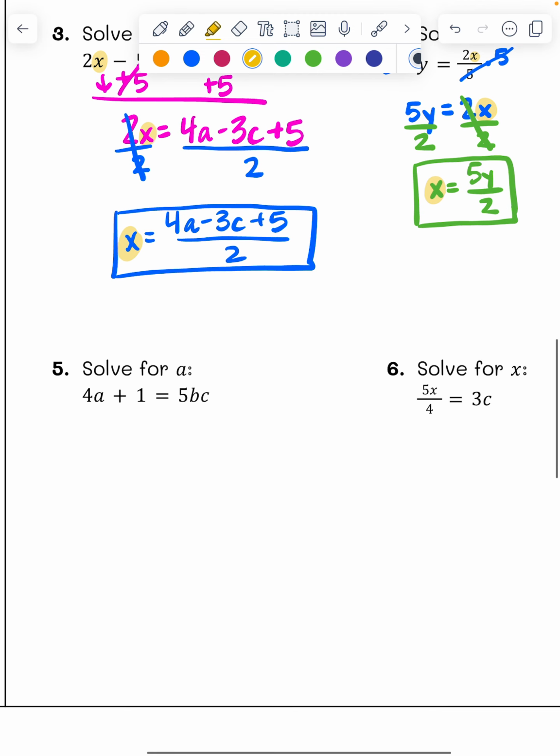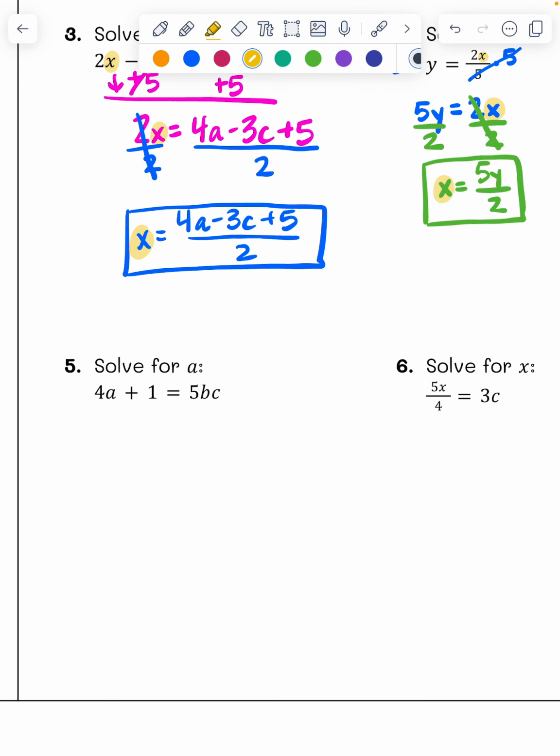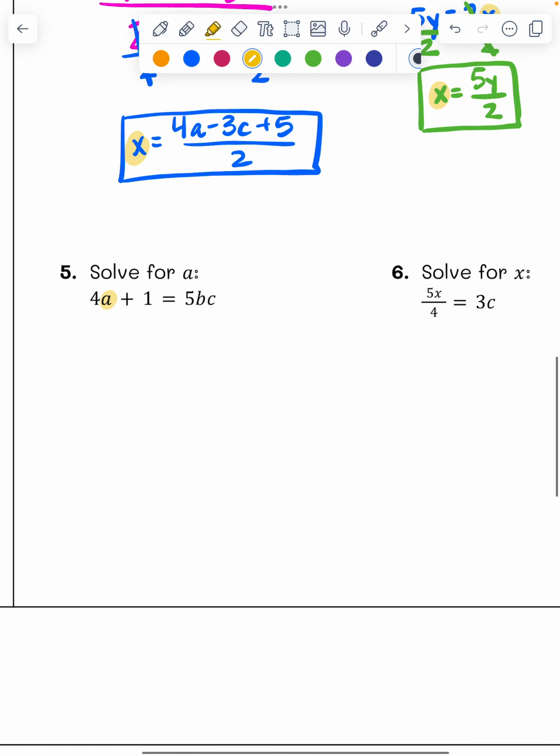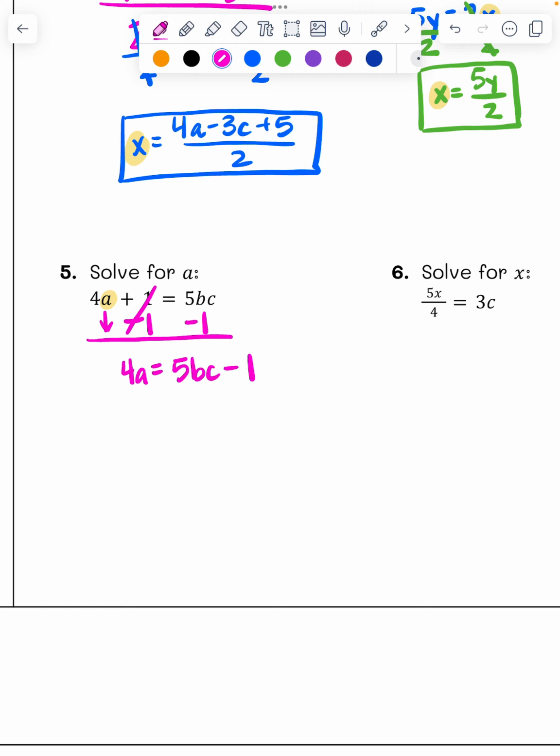Number 5, solve for a. So I'm going to highlight a right there. First step is to subtract 1. 4a equals 5bc minus 1. Highlight a. Last step is divide by 4. a equals 5bc minus 1 over 4.